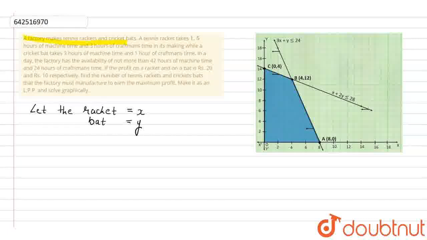Now we'll be making the table for both machine as well as craftsman time. So here it is machine and craft time for X and Y, that is for racket and bat. So for racket, the machine time is 1.5 hours and the craftsman time is 3 hours, and for bat the machine time is 3 hours and the craftsman time is 1 hour. Both of them are having a profit of rupees 20 for racket and rupees 10 for bat.